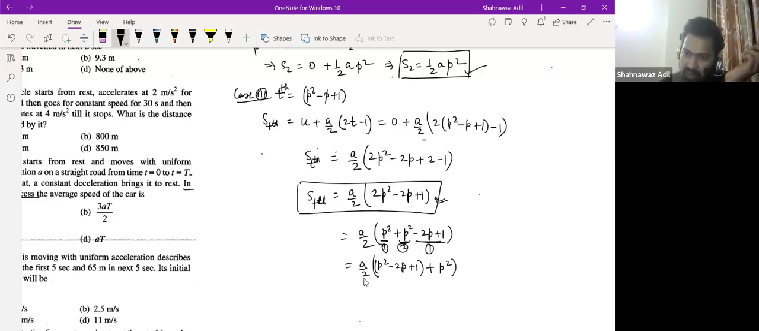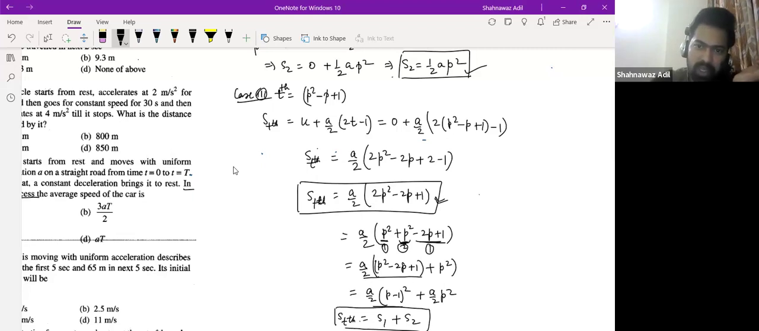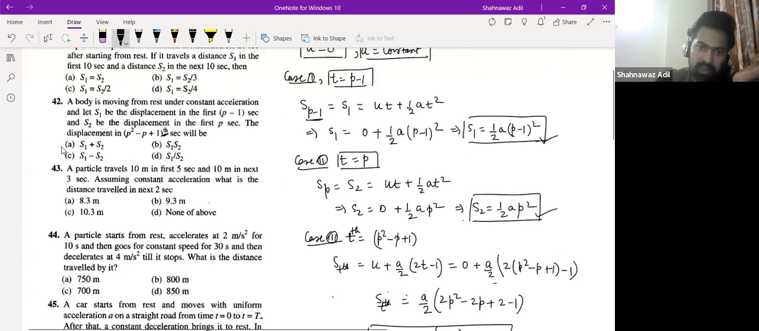So what will I get? I will write these things separately. And this is p square minus 2p plus 1. So that is p minus 1 whole square. And this is A by 2 p square. So how much is this thing? This is S1 and this one is S. So that would be your STF second. So this would be the answer.